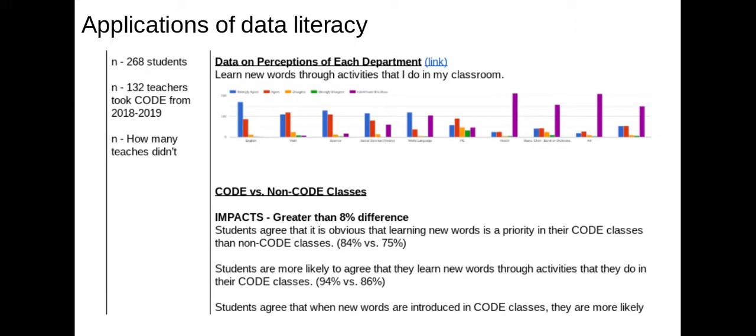We also investigated a student survey, and we actually had 268 student responses from students who had teachers who had taken some of our training. We found some trends in the data, saying that the students agreed that it was obvious that learning new words was a priority in classes where their teachers had taken CODE training compared to non-CODE training classes. So this was something we wanted to see from a student perspective: was our data from walkthroughs actually showing that we were seeing similar trends from a student point of view?